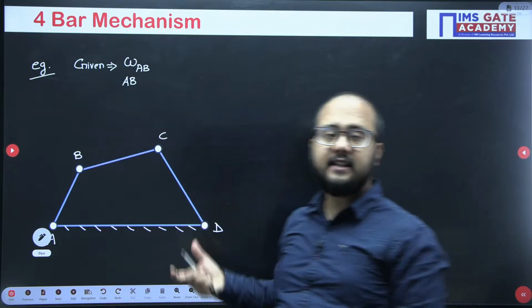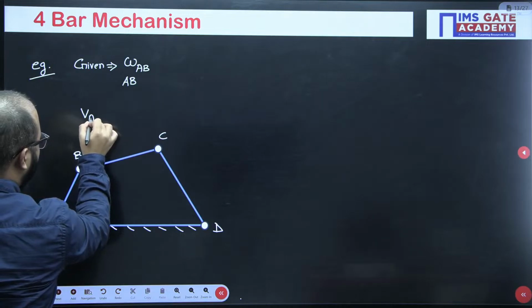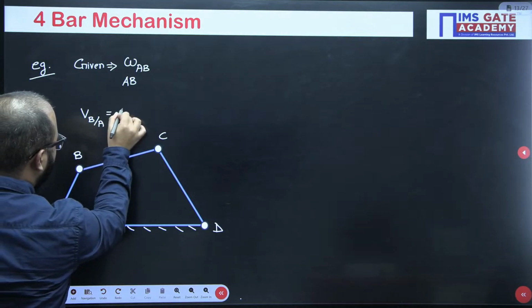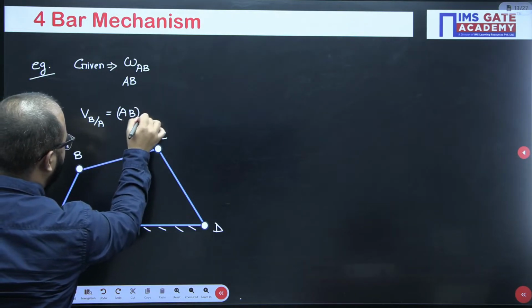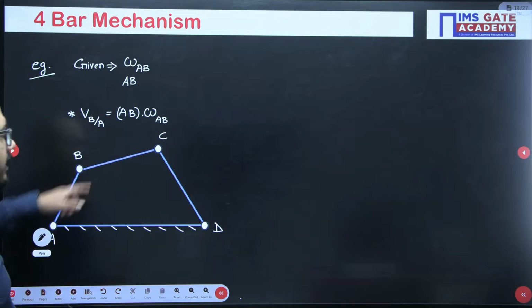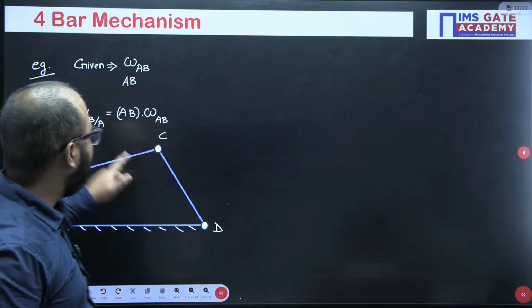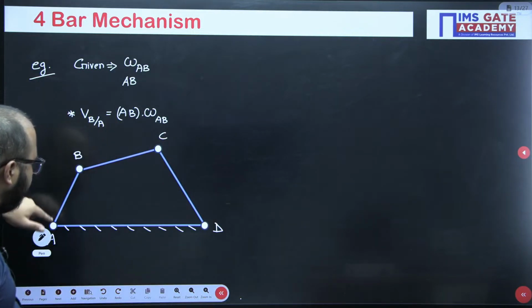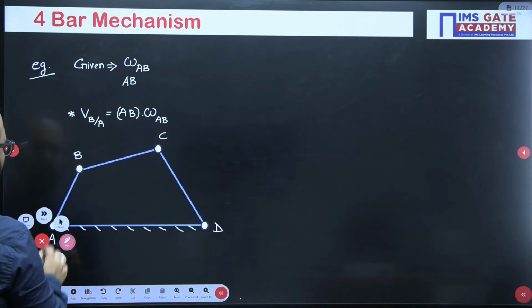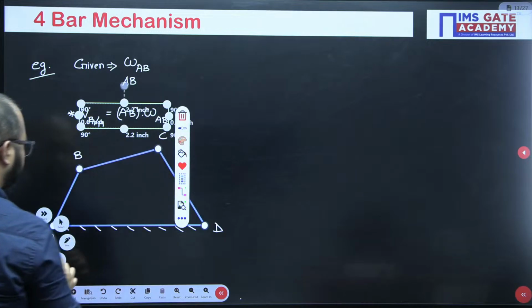Now, if these details are given, the first thing you can solve is the velocity of point B with respect to A. How will you write it? Link length AB multiplied by omega AB. Got it? You can write this very easily because omega is given and the AB dimension is also given. So the velocity of point B with respect to A can be written as AB multiplied by omega AB. This basic thing is clear to everyone? Okay. Right.